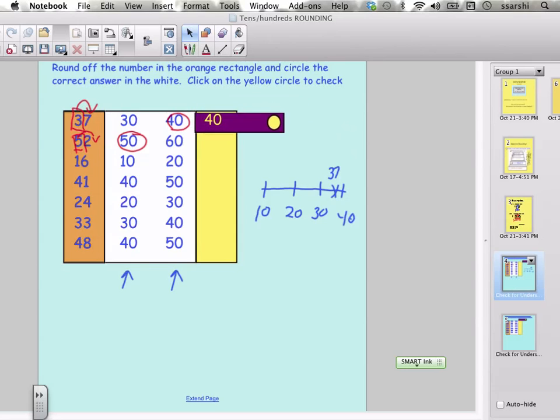So, in this case, 40 is the answer here. 52 rounded is a 50. 16 rounded is a 20. 41 rounded is a 40. 24 rounded is 20. 33 rounded is a 30. 48 rounded is closest to 50.